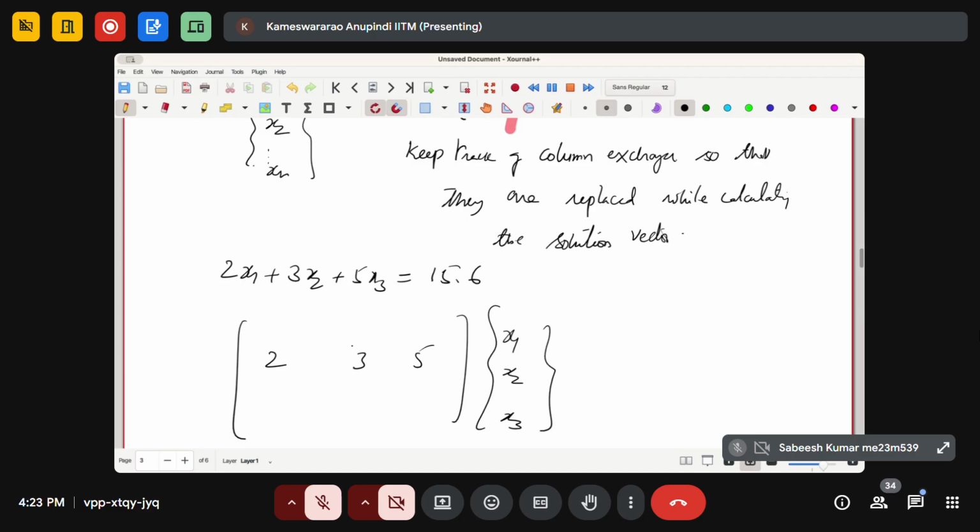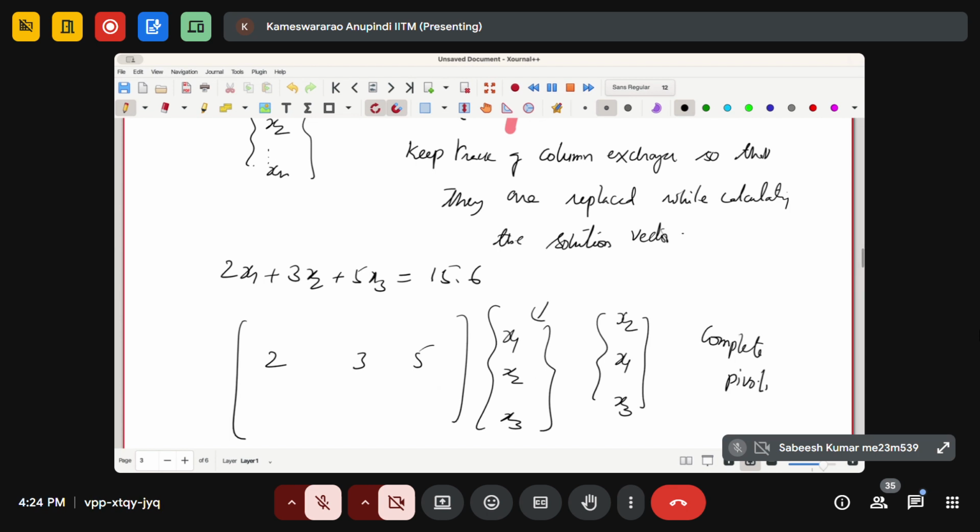Then if I just exchange this 3 and 2, then my order of unknowns should be x2, x1, x3, right? Because if this goes here and this comes here. So we need to keep track of how many such exchanges are happening, such that we also keep track of how the unknowns have changed. Okay, so we need to keep track of that for the complete pivoting. So this is known as the complete pivoting.